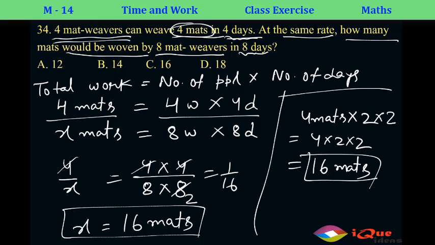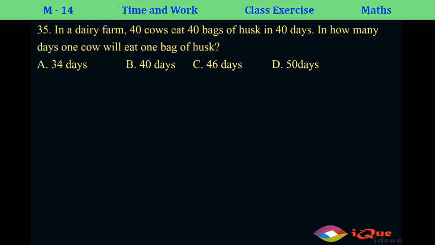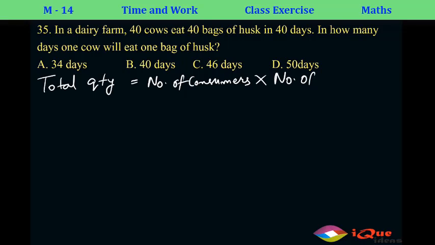Alright. Now let's go to the next question. Here the option C is the correct answer. This is again based on the same concept. Total quantity is equal to number of consumers into the days, or you can say the number of days or time.